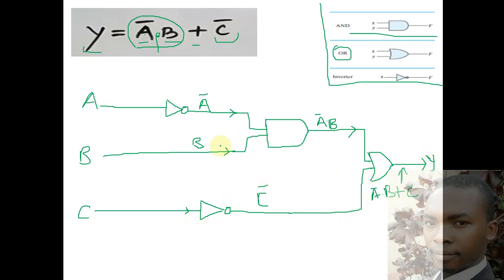Alright, so that is how we can transfer equations into logic gates. I hope you understand.